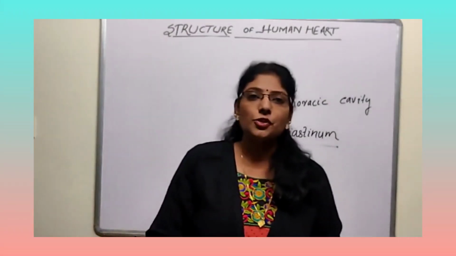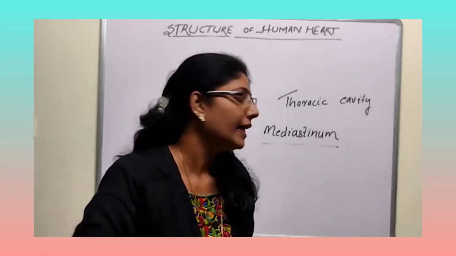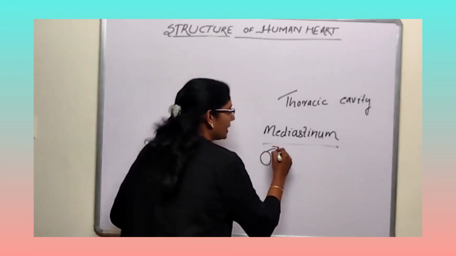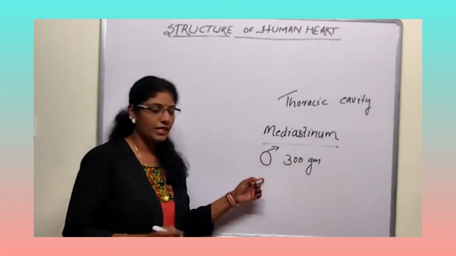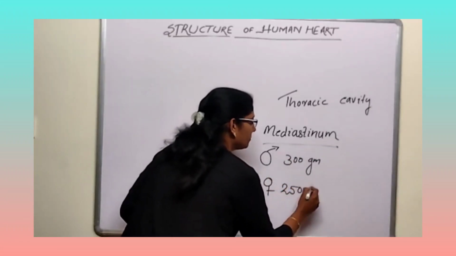Now, the size of the heart is about one's fist. Fist means mutti. Then the weight: in case of a male, it is approximately 300 gram, and in case of a female, it is 250 gram.